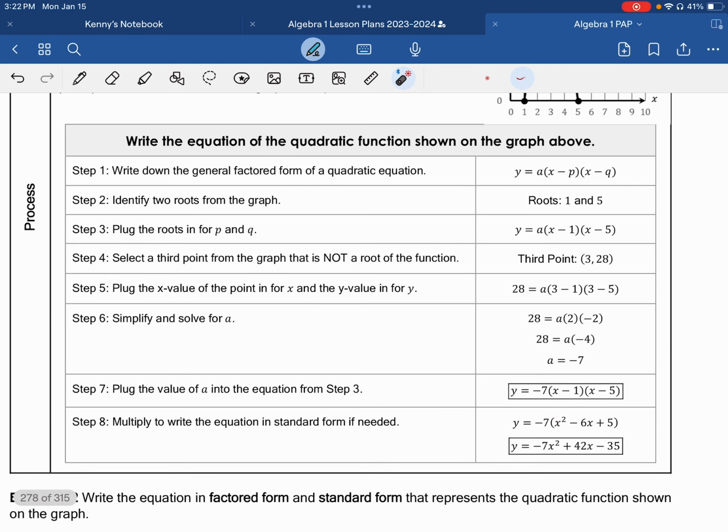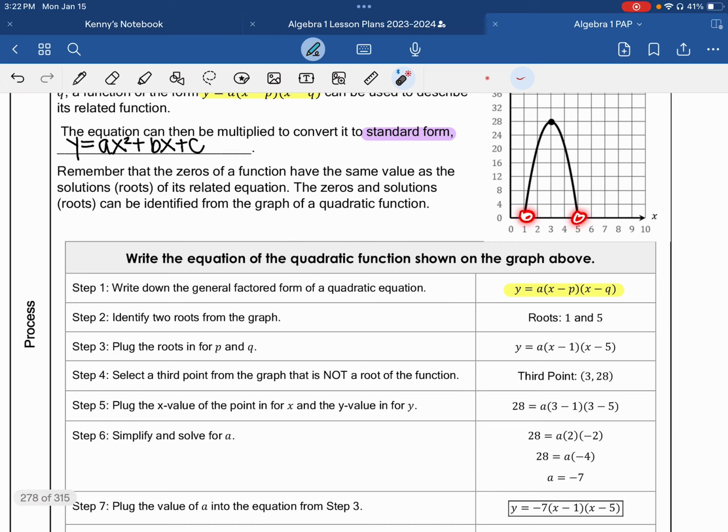And then we're going to go from factored form to standard form in the last step. Notice that we are using that form that we learned right here, the a times x minus p times x minus q. We're going to go ahead and use our roots. We got these roots from our two x-intercepts. That's where our roots came from.